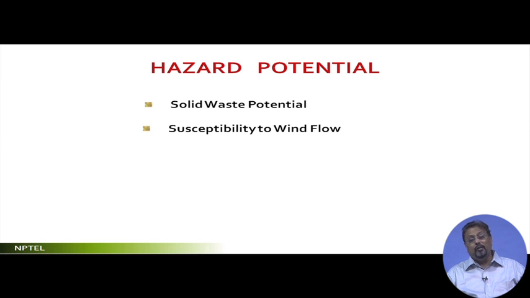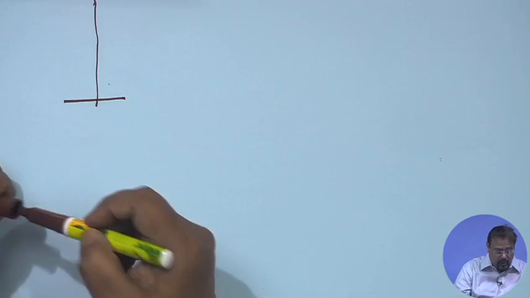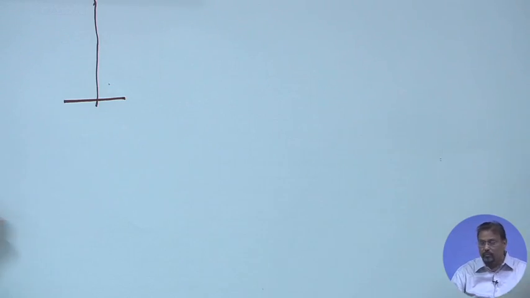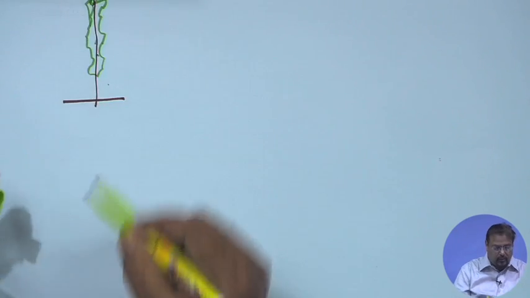Another is susceptibility to wind flow. This is a hazard. What is the susceptibility I am talking about? I will just cite a few examples. You must have seen the eucalyptus tree. If it is planted straight like this, it has very scanty foliage.